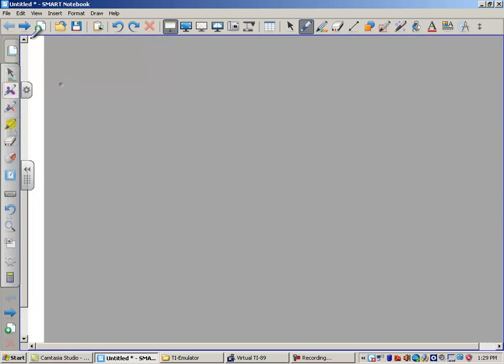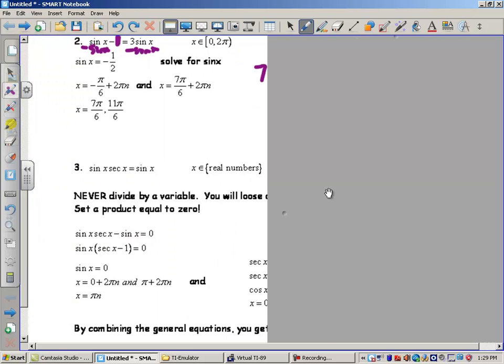Where'd I go? Edit, see if I can undo that. Undo, move, screen shade. Undo, move, screen shade. Where'd you go? Okay, well that was just weird.